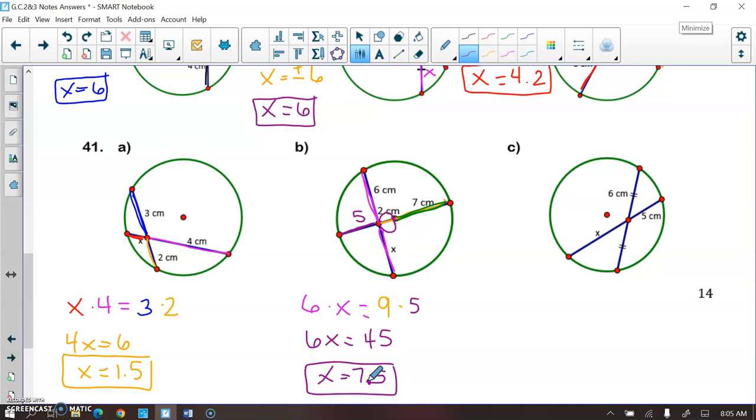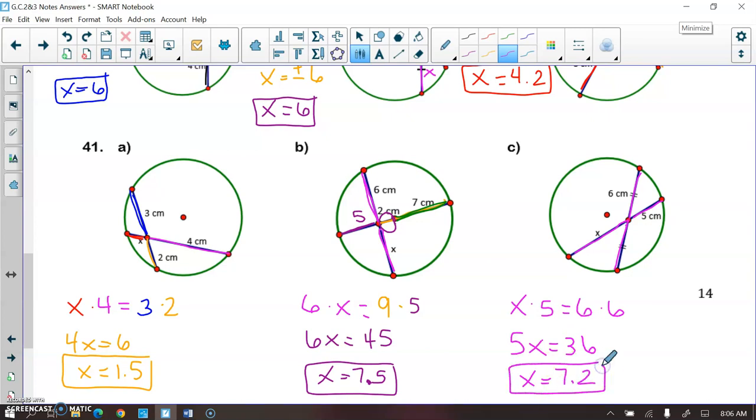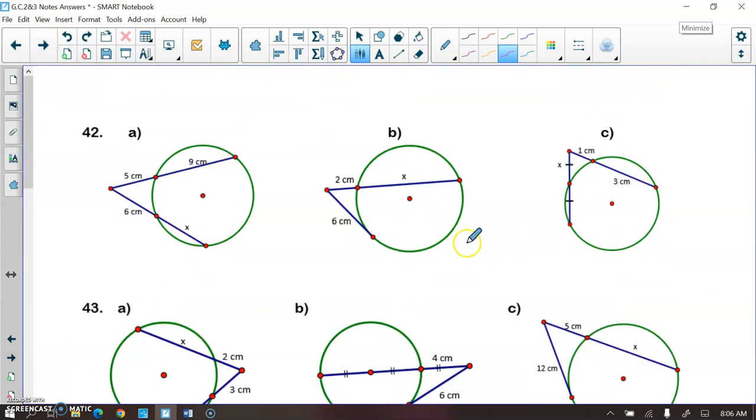Okay, next one. I have x times 5 is equal to 6 times this other portion, which is equal to that other portion, so 6. So I have 5x is equal to 36. Dividing by 5 on both sides, I get x is 7.2. So that's all the chords intersecting on the inside of the circle.